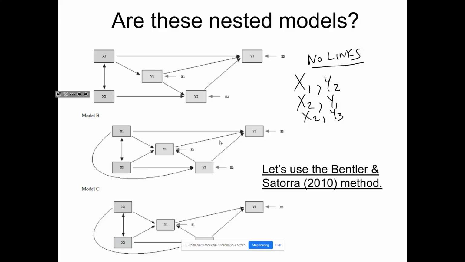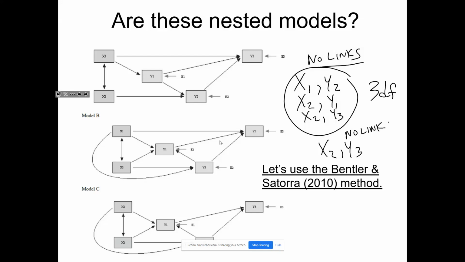Okay, so we've got no more links missing here. So how many degrees of freedom? 3. Okay, great. So now let's take a look at Model B and Model C. So Model B, how many degrees of freedom? Where are there not linkages? X2 and Y3. Okay, and it's 1 degree of freedom, right?